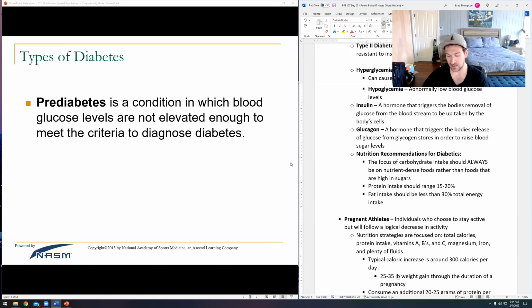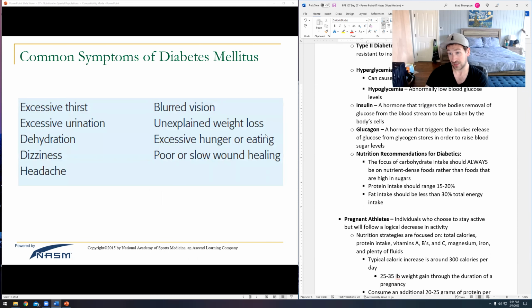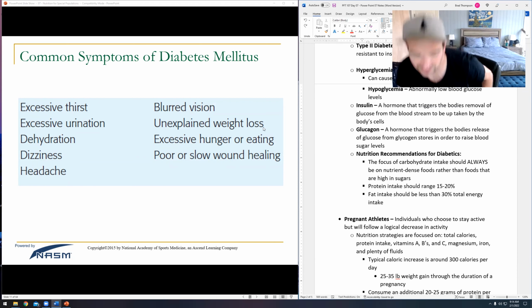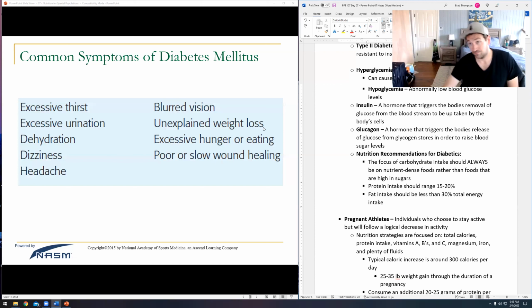You don't have to spend too much time looking at pre-diabetes. Pre-diabetes is basically where your blood sugar levels are not elevated enough to meet the criteria, but they are more elevated than they're supposed to be. Don't put too much emphasis on that term until your doctor tells you, hey, you're at risk of diabetes, because consistently while we're checking your blood sugar levels, they're always elevated. Now it becomes a problem.